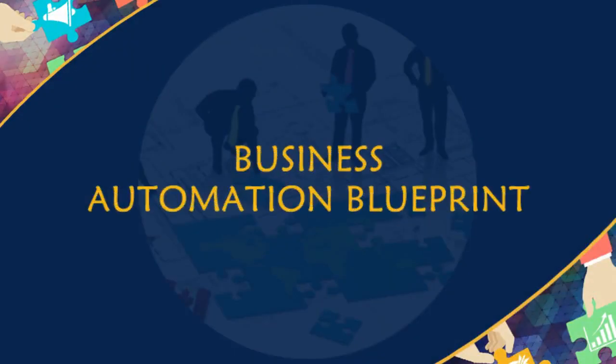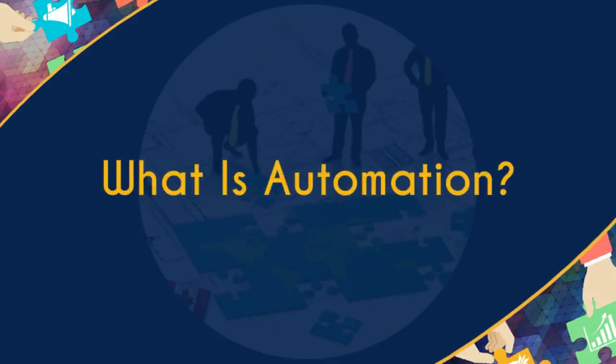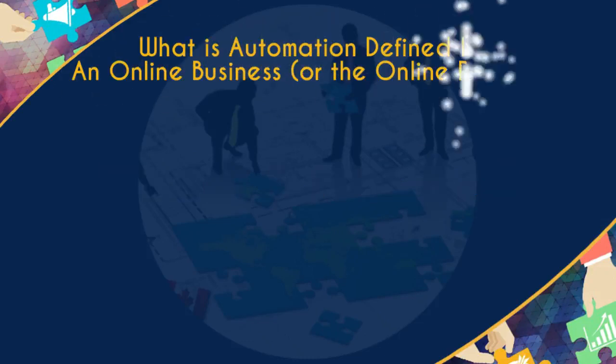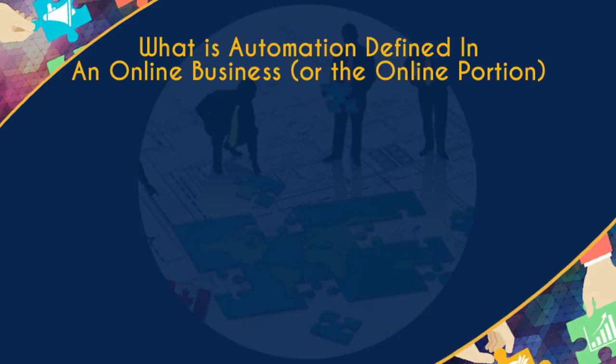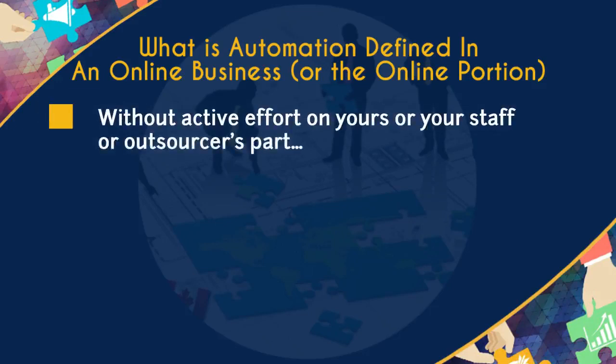Business automation. So we're going to talk about the business automation blueprint. And first, let's answer the question of what automation is. If you define it in terms of the online portion of the business that you are running, we're talking about you doing something or putting things in motion without any active effort.